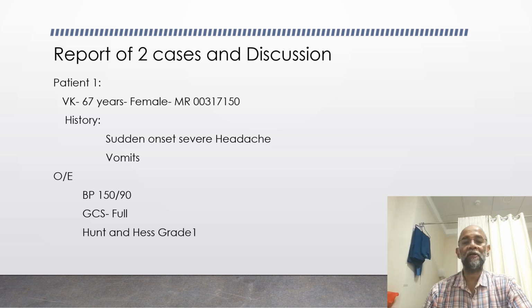She presented with sudden onset severe headache and vomiting. On examination, her blood pressure was 150/90. Her GCS was full, giving her a World Federation of Neurological Surgeons grading of 1, and Hunt and Hess grade 1 or 2, because actually the headache was quite severe.